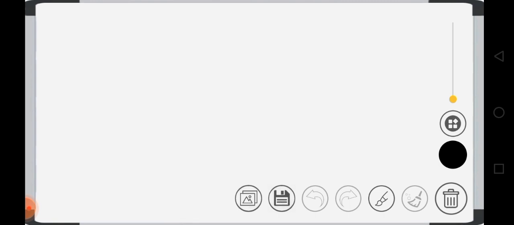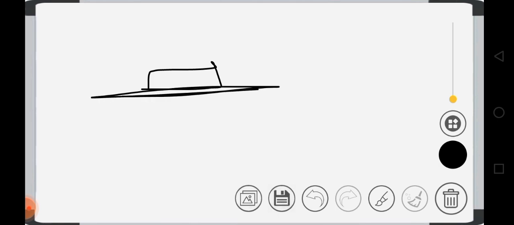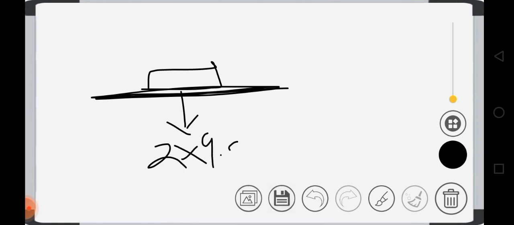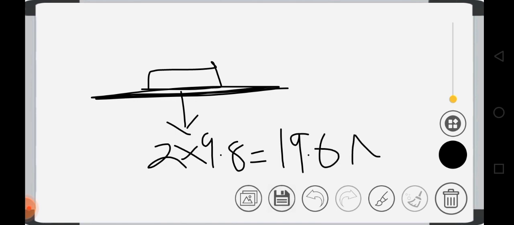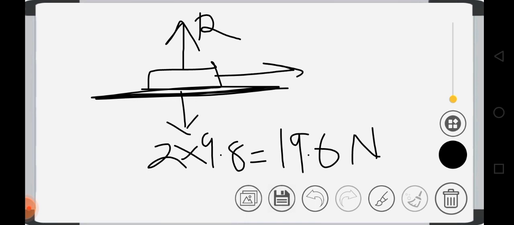So for me to get this, I'll put the mass here. I'll use 2 times 9.8. That will give me 19.6. This is now in newtons, that is now the weight. Then the normal reaction will be going up, and the frictional force will go to this side.